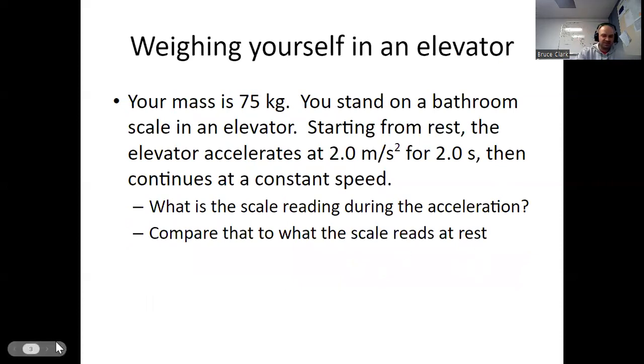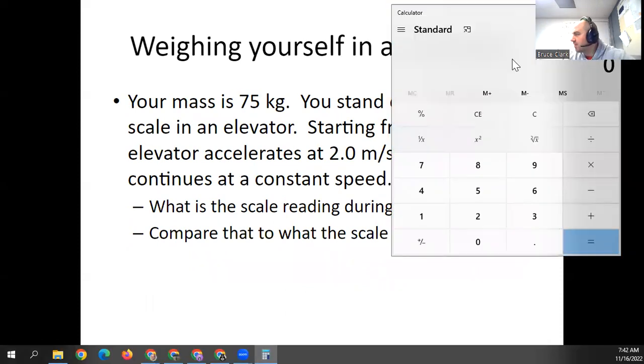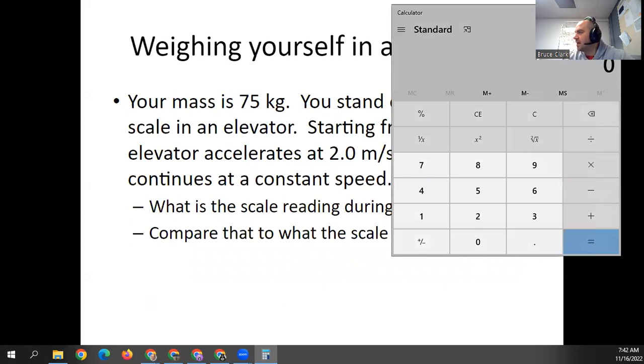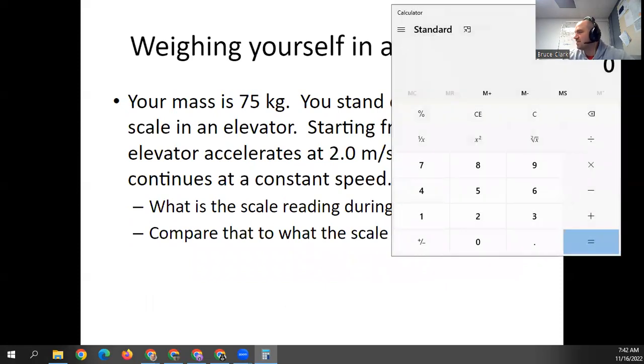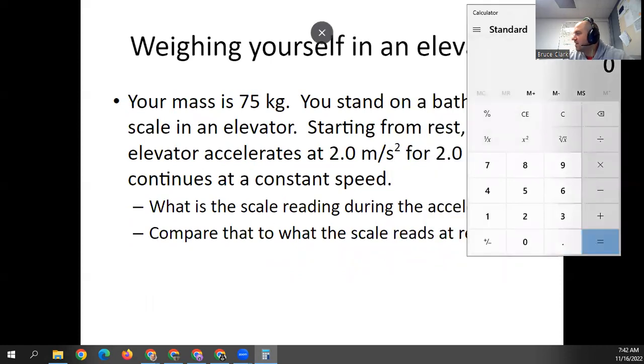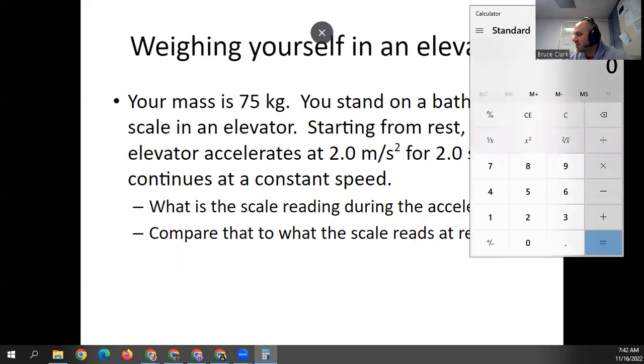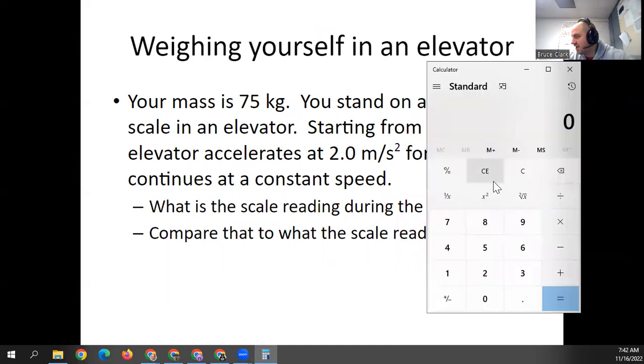This seems like a strange thing, but we've experienced elevators before and how they work. I'm going to pull up my calculator here so you can see me doing some of the math on this one. All right. So starting off, you have a mass of 75 kilograms and you're standing on a scale in an elevator. We know it's 75 times 9.8, the acceleration due to gravity. So we know that the scale is going to read 735 newtons.